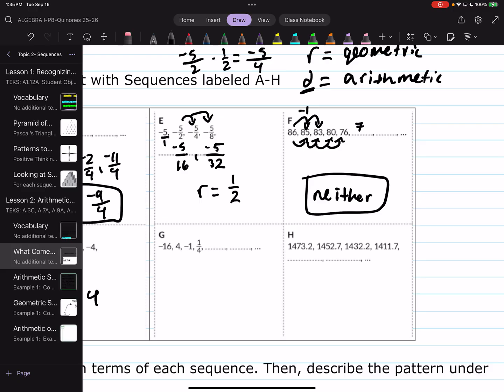So this should be, okay, then the next one should be what? Should be 60. 65? Right, because I'm going down by 6.